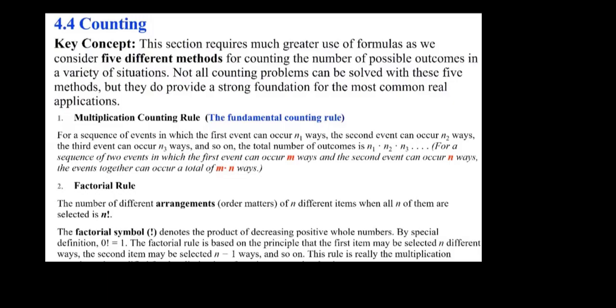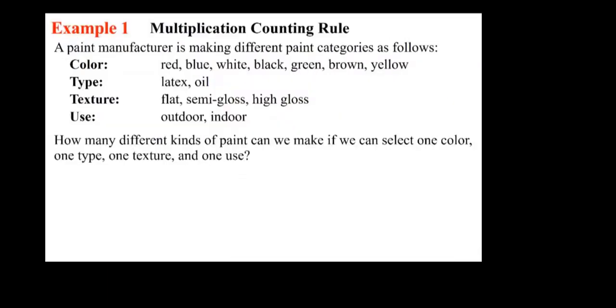Let's start with a simple example. A paint manufacturer is making different paint categories as follows: color: red, blue, white, black, green, brown, yellow; type: latex or oil; texture: flat, semi-gloss, high gloss; use: outdoor or indoor. How many different kinds of paint can we make if we can select one color, one type, one texture, and one use? Okay, so this is the basic multiplication rule, or the fundamental counting rule.